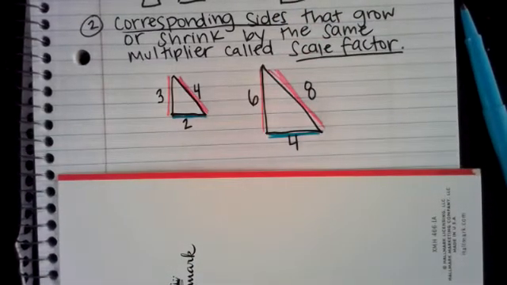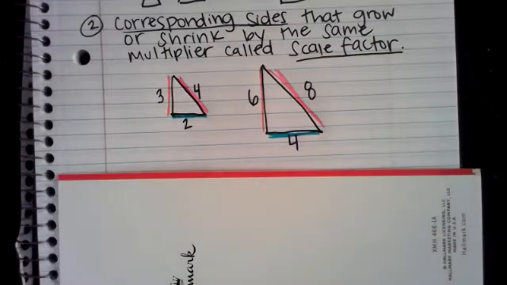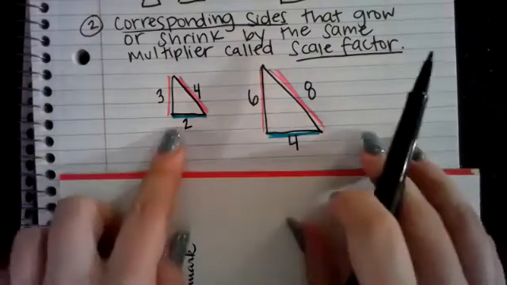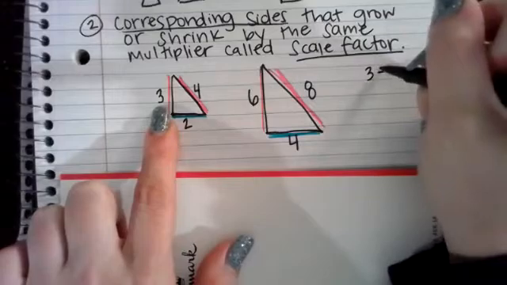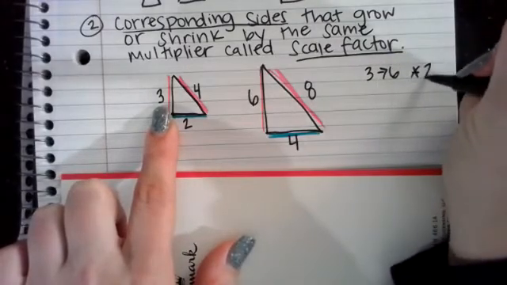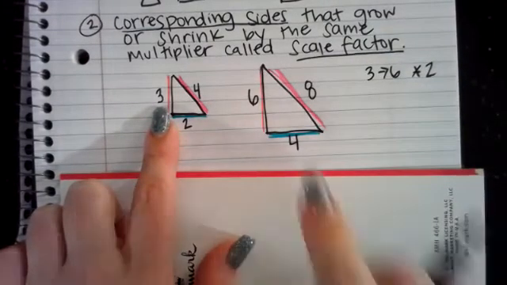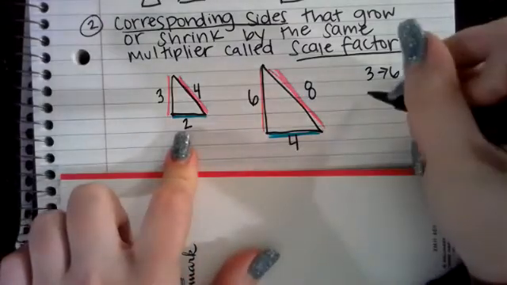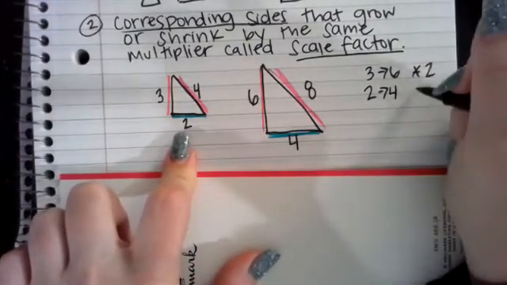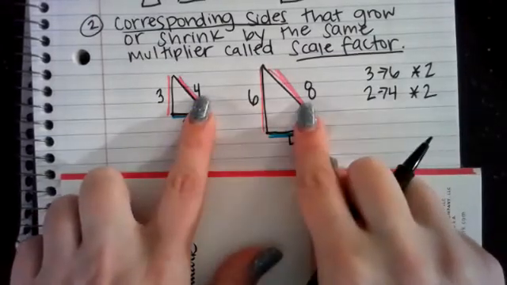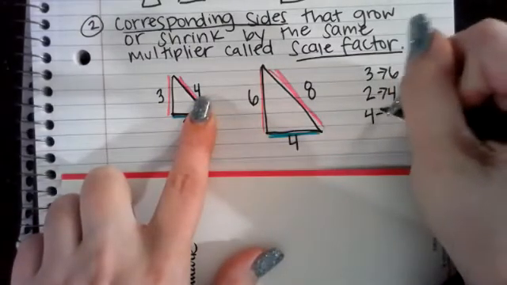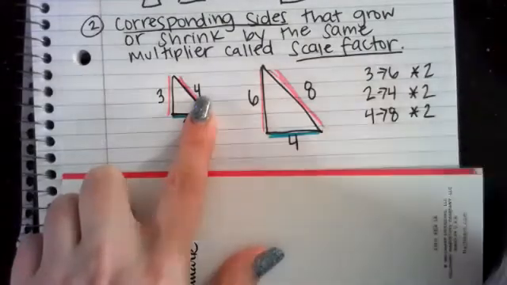Okay, so if I look at the corresponding sides, I have to look at the numbers and determine, am I multiplying by the same thing in each situation? So for example, to get from 3 to 6, I am multiplying by 2. 3 times 2 is 6. To get from 2 to 4, I am also multiplying by 2. To get from 4 to 8, I am also multiplying by 2.